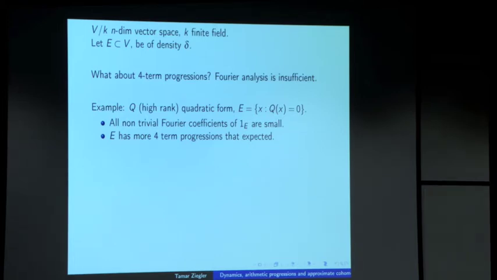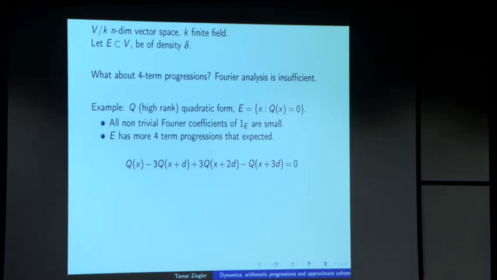Actually, not 3-term. That was wrong what I said. If it had more 3-term progressions than expected, then it would have, you should have immediately shouted that it would have had a large Fourier coefficient. I would have picked it up before, but that doesn't happen. But there's this other algebraic relation that holds among 4-term progressions.